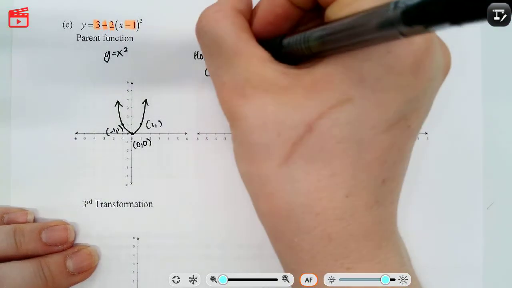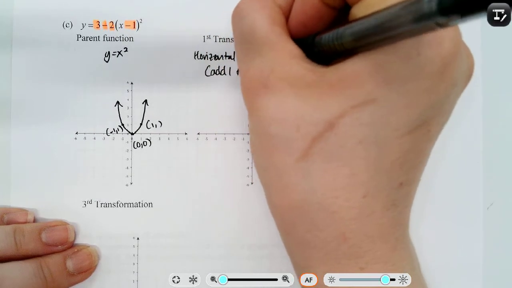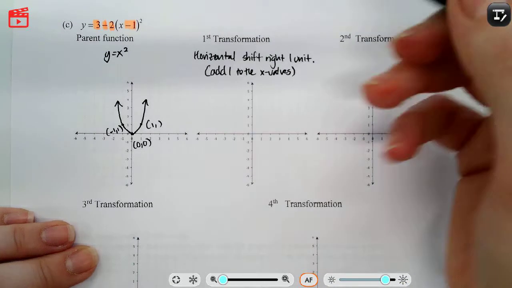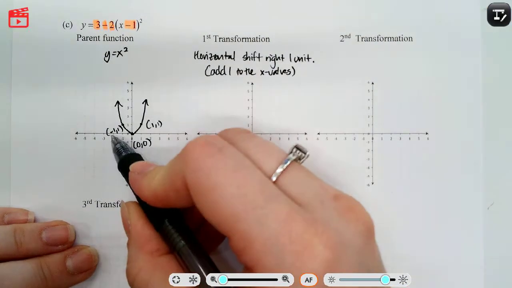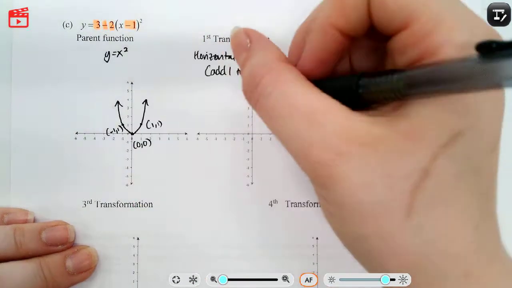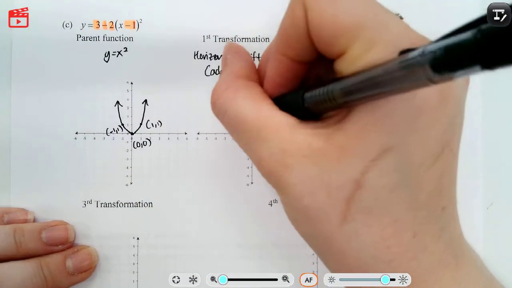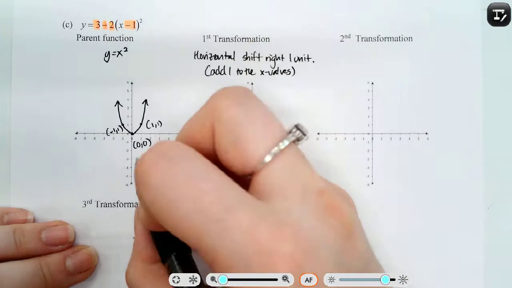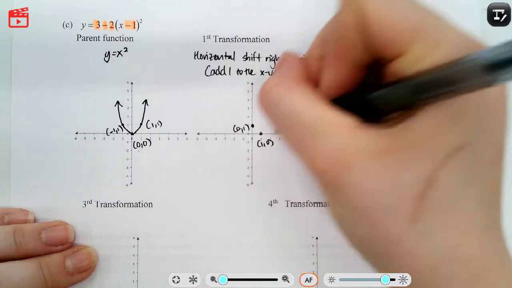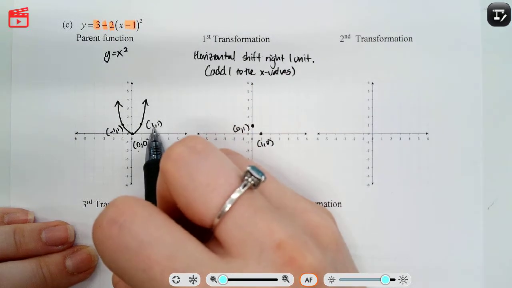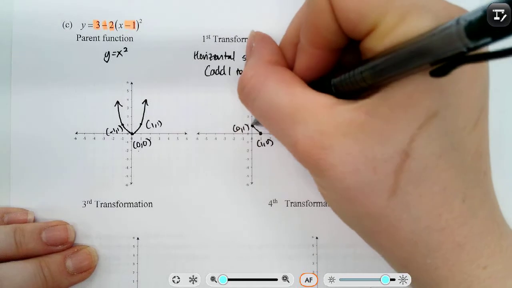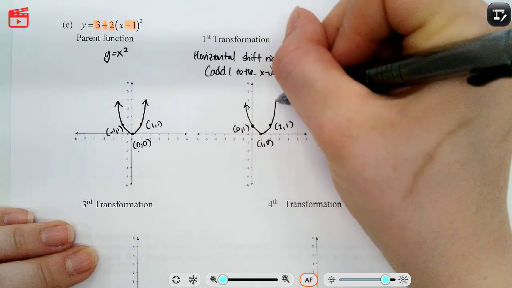Okay, so what we're going to do is add 1 to the x values. So adding 1 to the x values, that's going to be negative 1, 2. Oh, sorry, that's going to be 0, 1. Adding 1 to the x value, that'll be 1, 0. Adding 1 to the x value, that'll be 2, 1. And there we go.